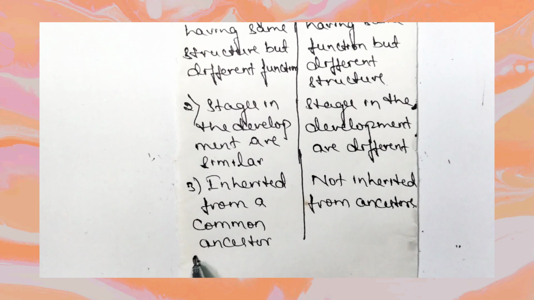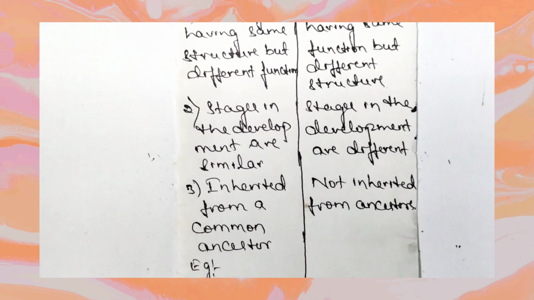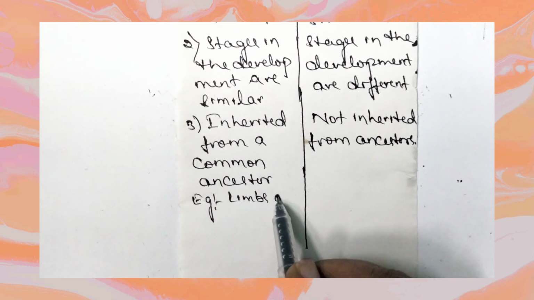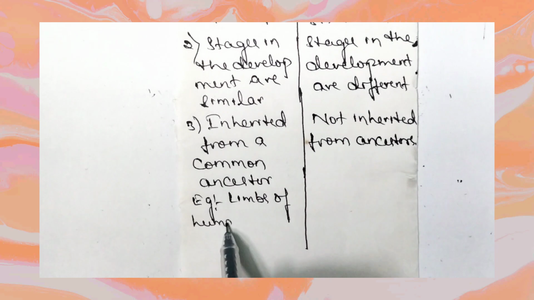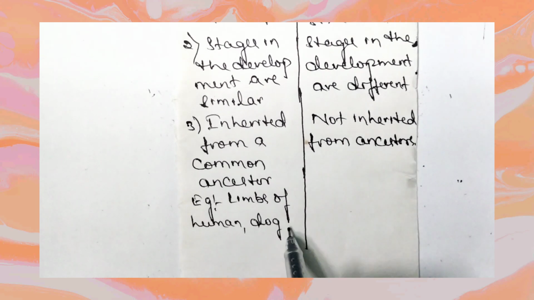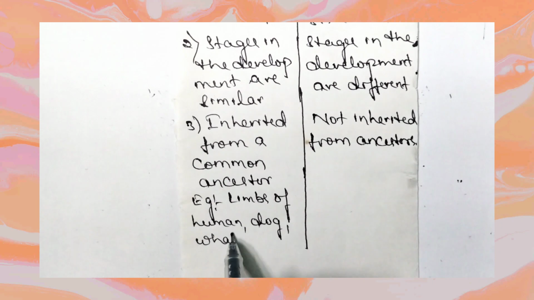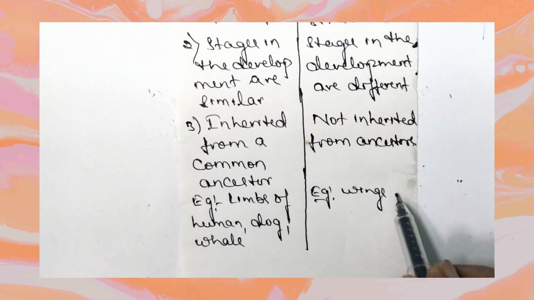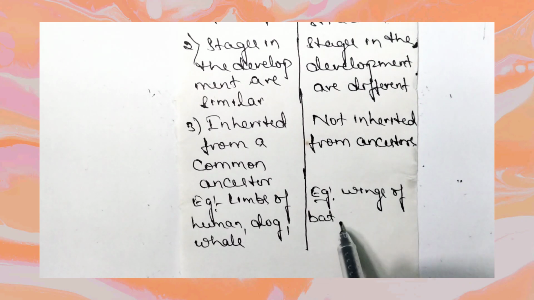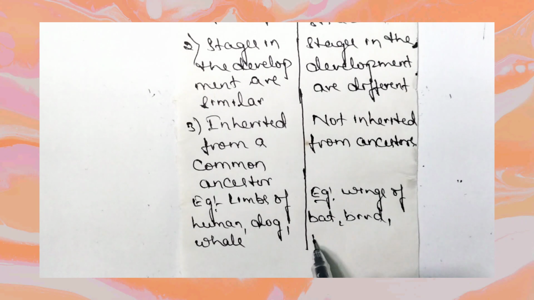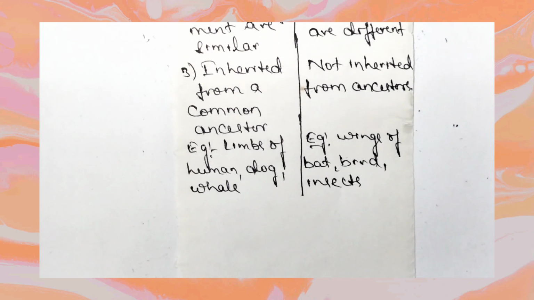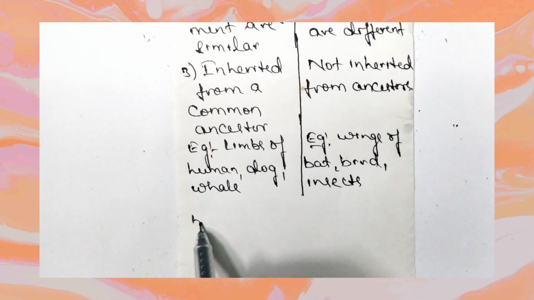Now let us take the example of homologous organ: limbs of human, dog, then whale. Then example for analogous organ: wings of bat, bird, insects. So these are the differences between homologous organ and analogous organ. So now in that one only one more question is there.